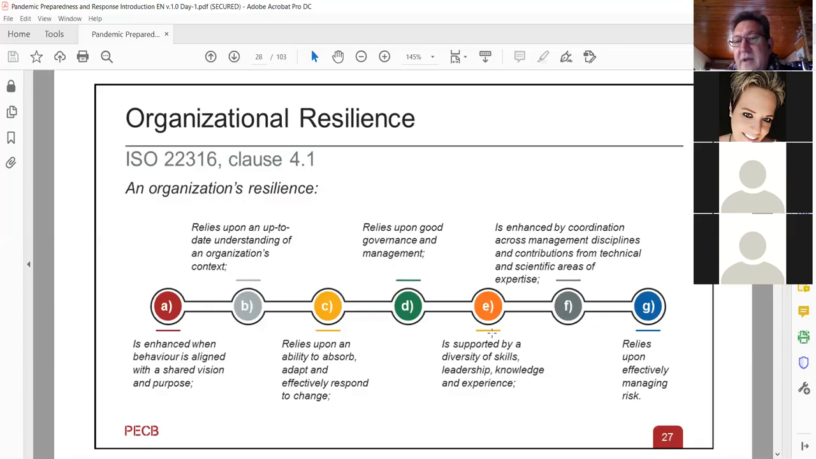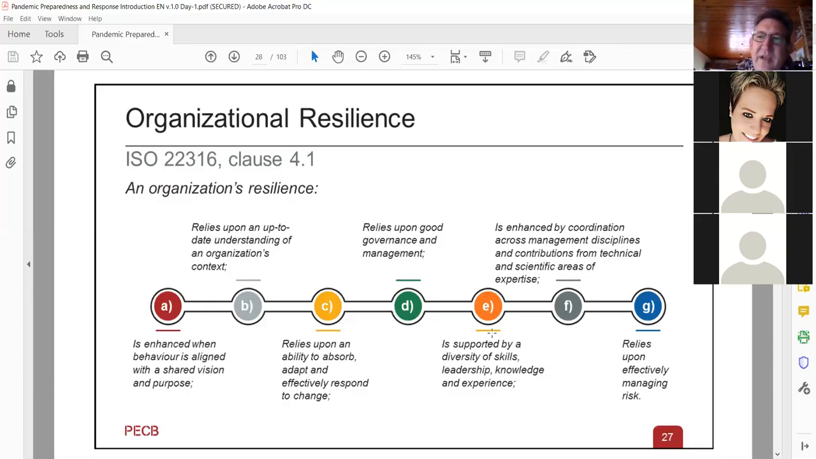And then F is enhanced by cooperation across management disciplines and contributes from technical and scientific areas of expertise. I think that one is coming out of D, E, and then F. And then G is relies upon effectively managing risk. Now, everything here, G is actually, for me, the first one.